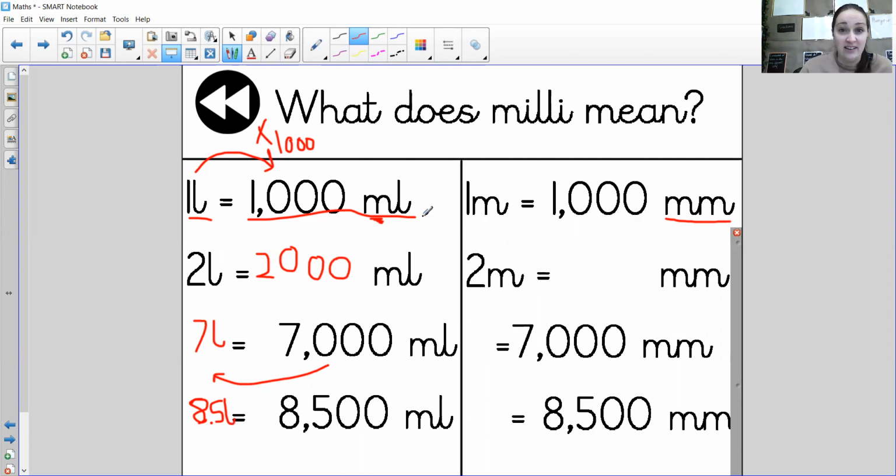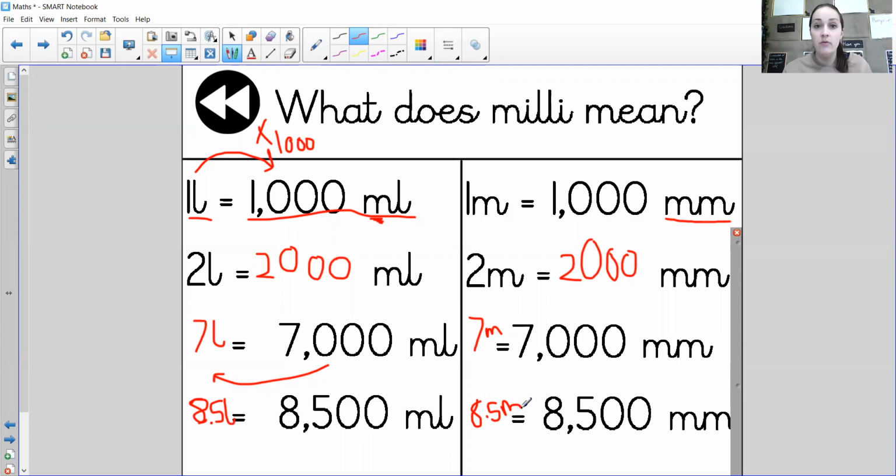Well, hopefully you've noticed it's exactly the same as the other ones, apart from this time we're looking at millimeters, not milliliters. So 2 meters is then the same as 2,000 millimeters. Ooh, that is a very strange zero. I do apologize. This one then would be 7 meters, and this one would be 8.5 meters. Nice and easy. Okay, so the only thing you really need to get your head round is which way you are timesing and which way you are dividing by.